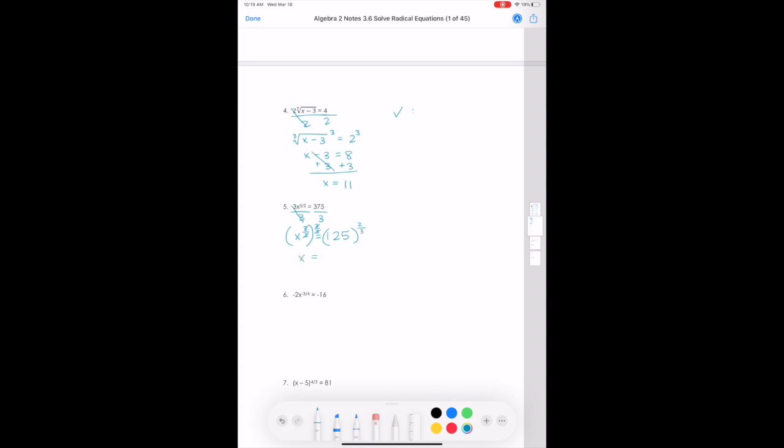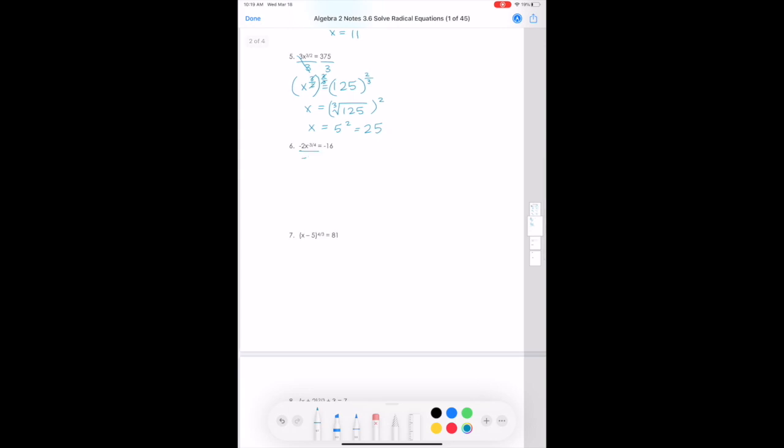So you're going to have to bring back in your memory that the denominator becomes the root number and the numerator becomes the exponent. Cube root of 125 is 5, and then 5 squared is 25.